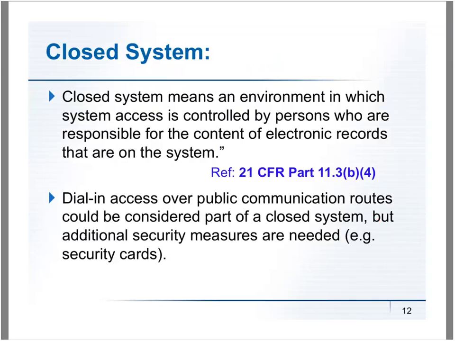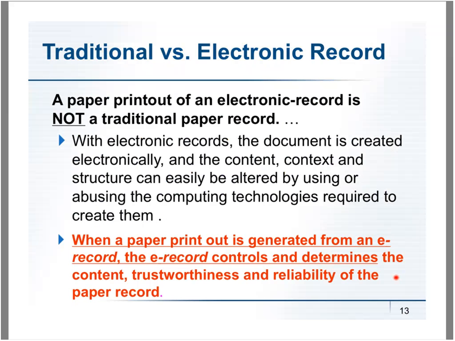More specifically, a closed system is controlled by the person responsible for the content of the electronic records, but you can also have a closed system with dial-in access, though you have to have additional security connected with that, which people fail to realize. To my way of thinking, it is very important to always keep in mind that unless you have good control of your electronic process, it is easier to change an electronic document than original paper. On your computer, you can cut, copy, paste, delete, and move anything you want, and that's gone.